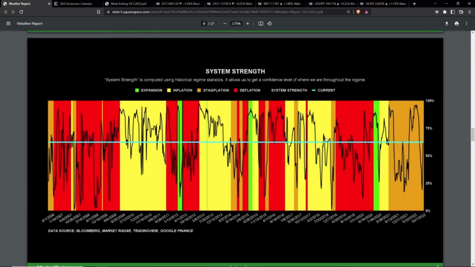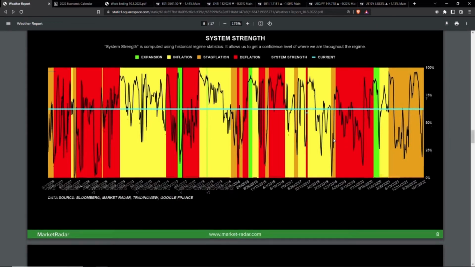A way to read this is the lower the strength, the more probable it is that we get a regime shift. So if you're seeing high strength, it's a lot less likely that the system is going to switch regimes. That's a good way to sum that up.